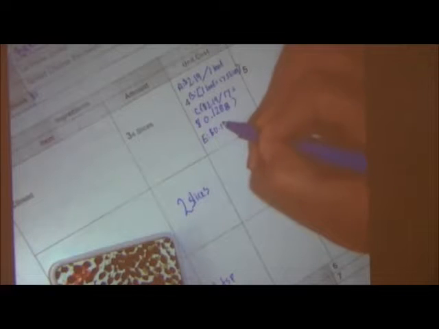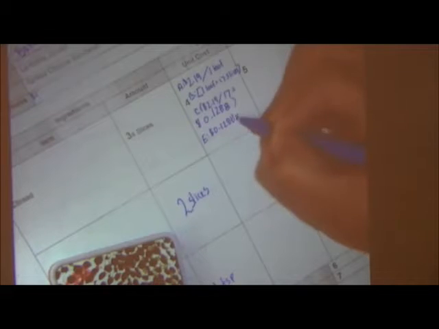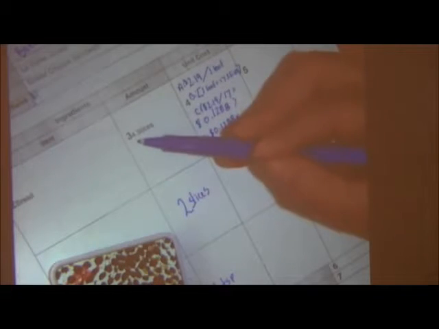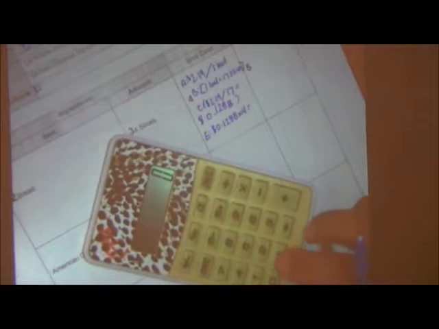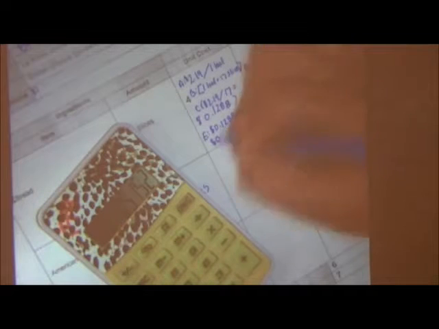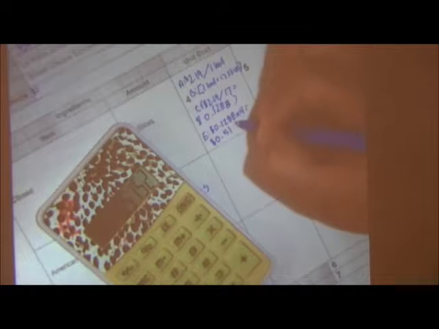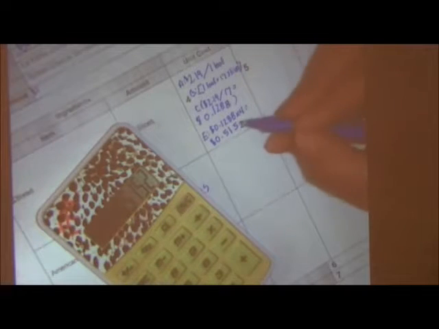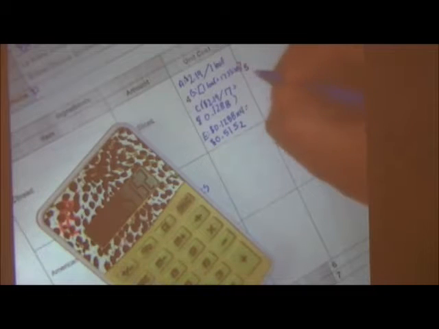Okay, so now the next step we're going to do is continue on to find my E. So my E would be 0.1288 times, how many slices do I need for this? I need 4 slices, times 4 equals 0.5152. I'm going to round that up to 52 cents.